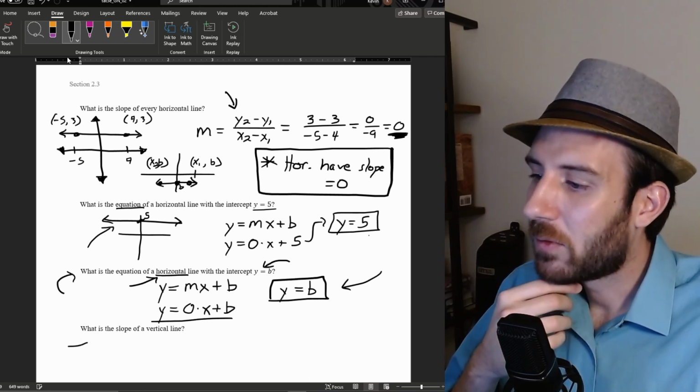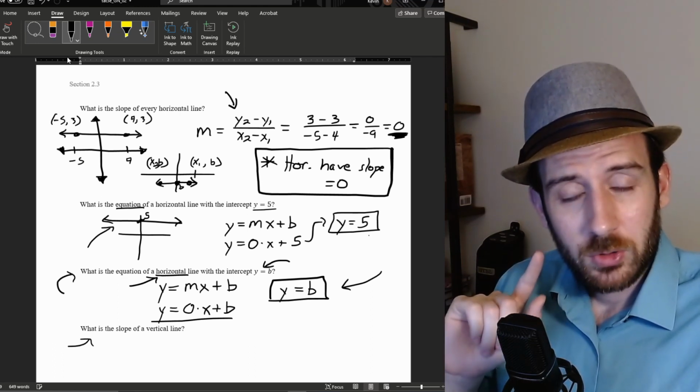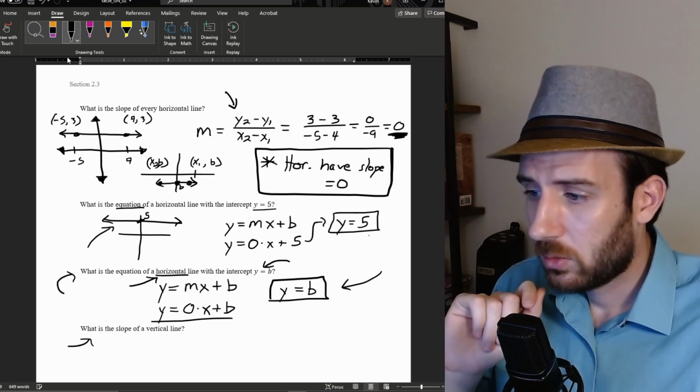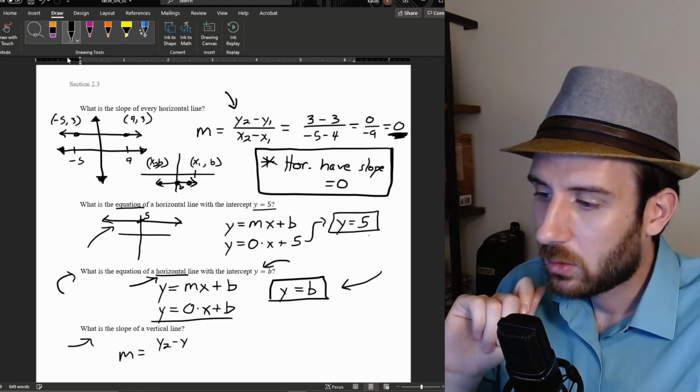Okay, what is the slope of a vertical line? We talked about a vertical line before. It was an undefined slope. Do you remember? Remember again that slope is m equals y2 minus y1 over x2 minus x1.